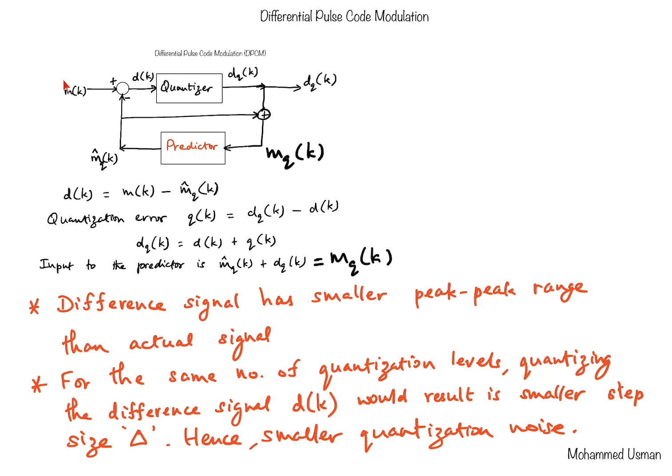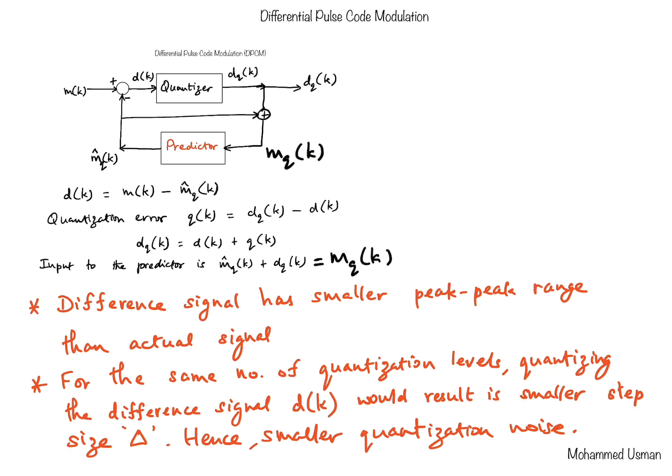So m of k is the actual sample value, and mq of k is the quantized version of the actual sample value, which is nothing but the actual sample value plus the quantization error introduced as a result of quantizing d of k. But because d of k has a small peak-to-peak range, the quantization error introduced here is going to be very small.